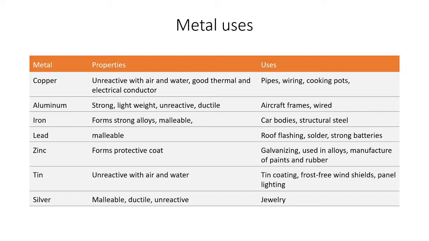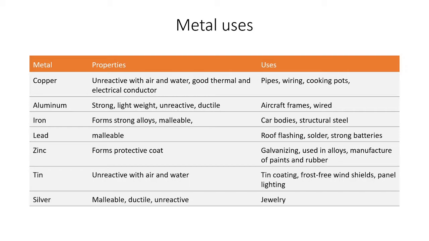Zinc is mainly used as a protective coating for something else. Typically galvanizing, so it'll let you alloy it with other things and it'll add a protective coating that allows it to go outside and not degrade over time. Tin is very good because it's unreactive with air and water, so it won't rust. Again, you're coating things. You can get frost-free windshields that stop your windshield from frosting over in the winter.